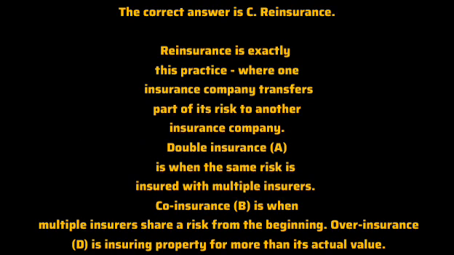The correct answer is C, that is reinsurance. Let me explain. Now, reinsurance is exactly this practice where one insurance company transfers part of its risk to another insurance company. Double insurance, that is option A, is when the same risk is insured with multiple insurers. Co-insurance, that is option B, is where multiple insurers share a risk from the beginning. Now, over insurance, that is option D, is insuring property for more than its actual value.